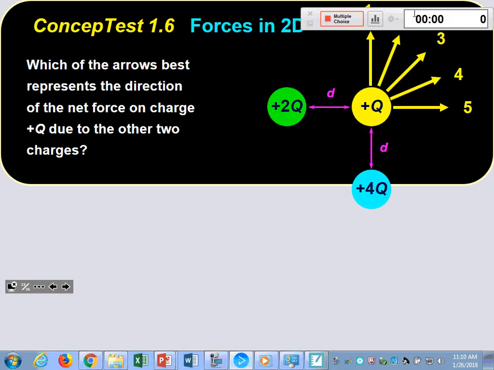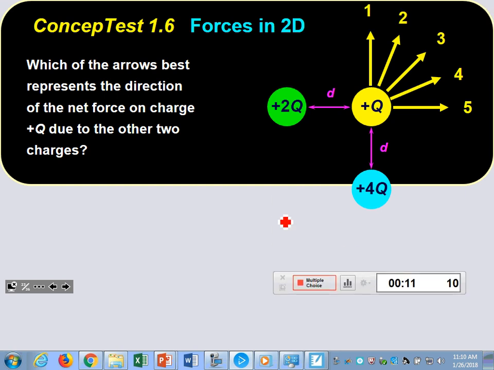All right, which one of these best represents the direction of the net force on charge plus Q due to these other two charges? We did one very similar to this. You'll probably have one on the test like this. Let your 1 through 5 be A through E on your clicker, please. Now let's stop at 40 seconds. Just a few more seconds.